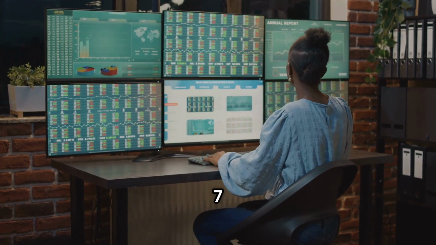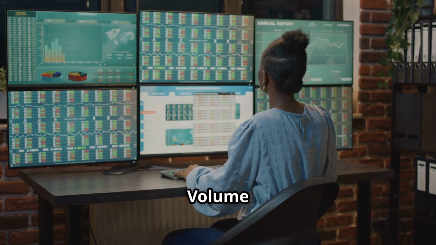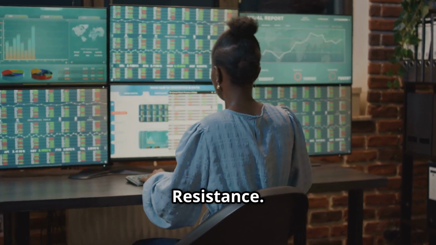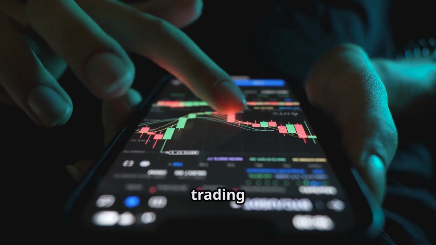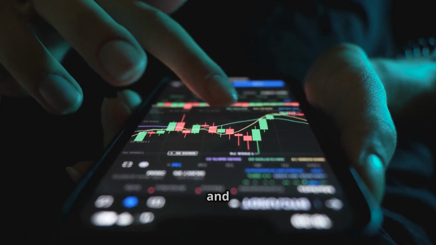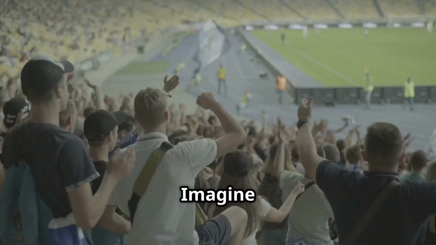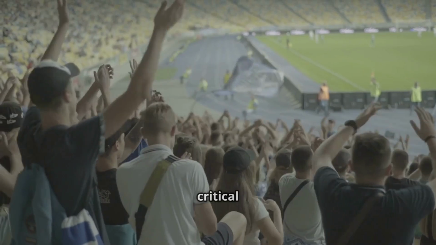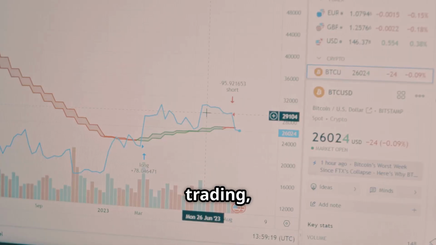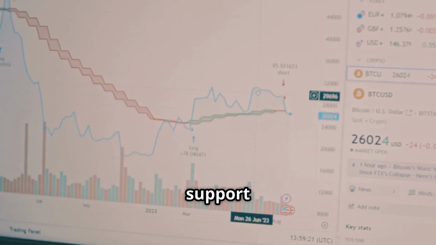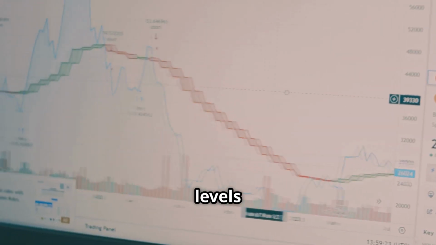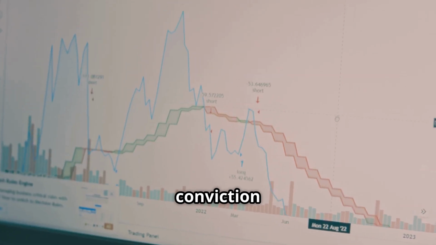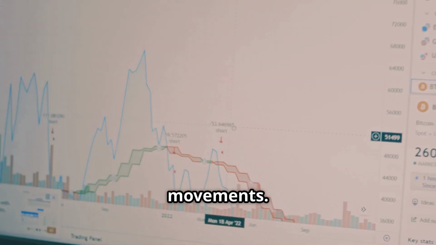Chapter 7. The significance of volume in confirming support and resistance. How does trading volume validate support and resistance levels? Imagine a crowd cheering louder as a game reaches a critical point. In trading, increased volume at support or resistance levels signifies stronger conviction in price movements.